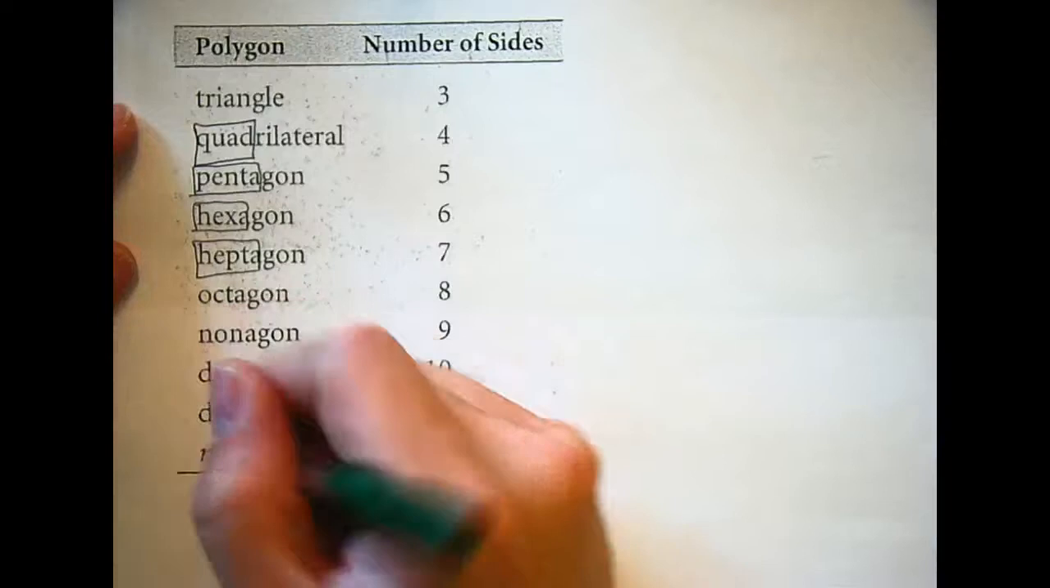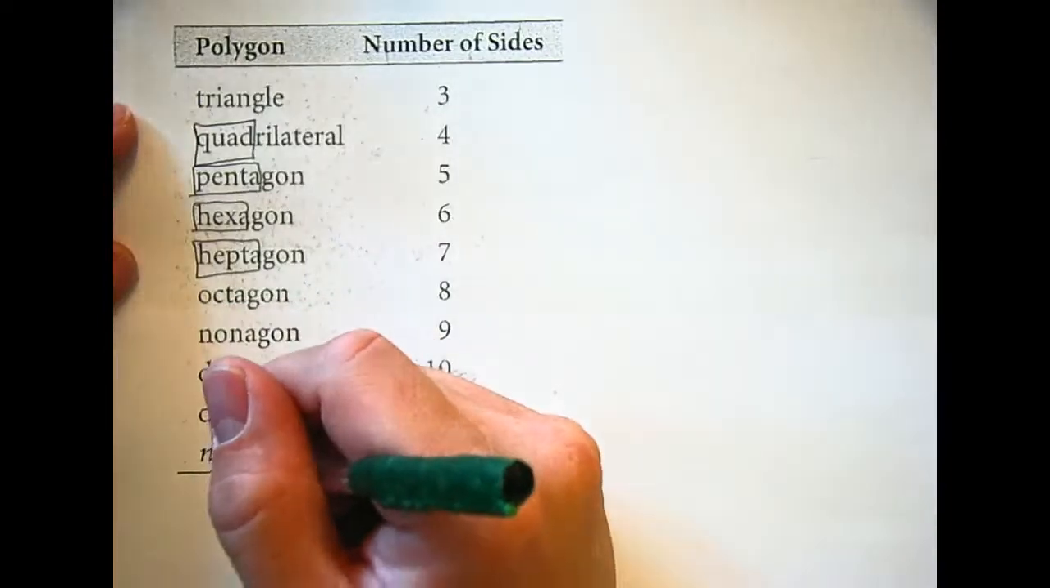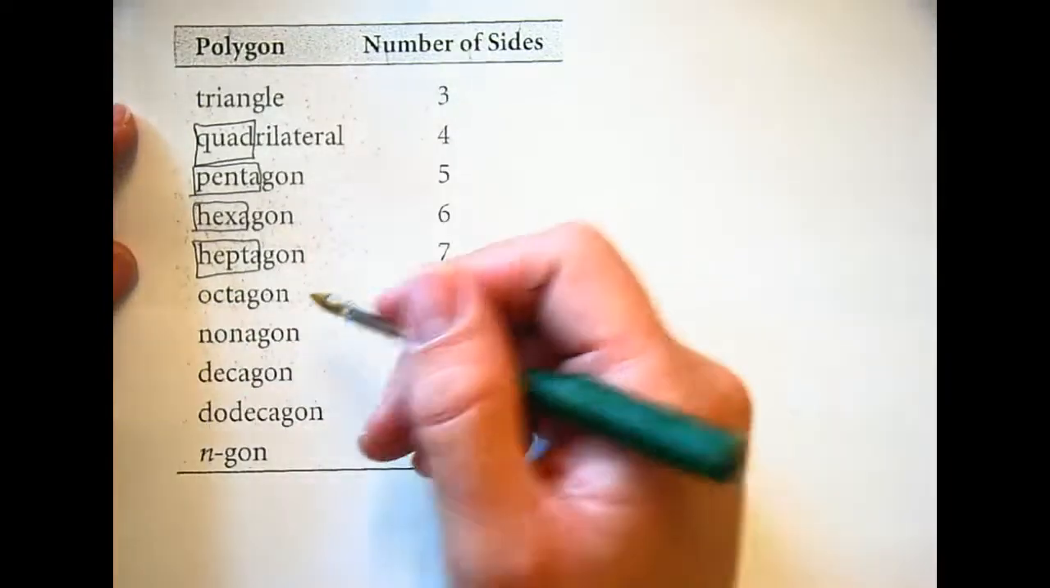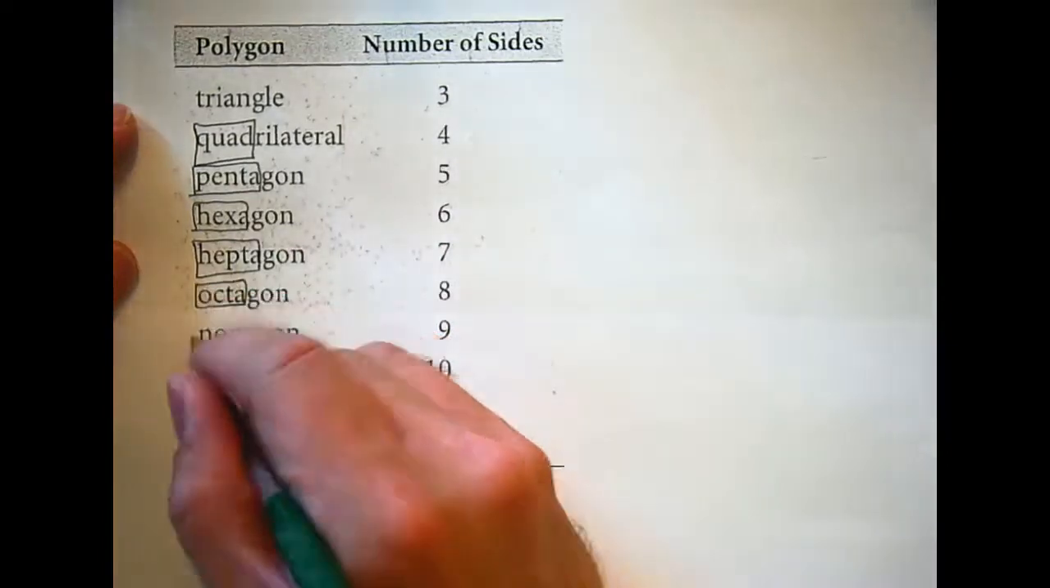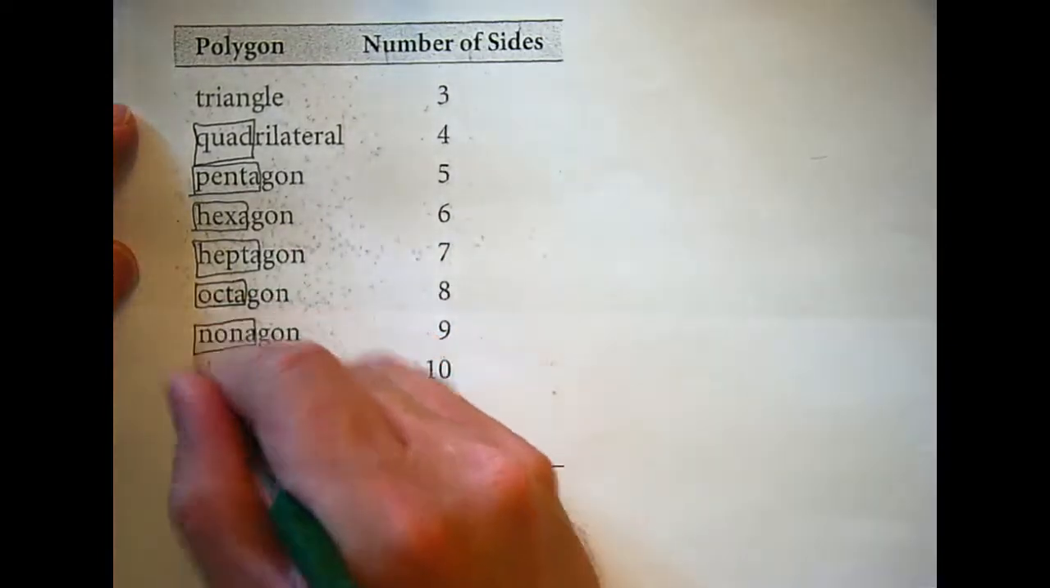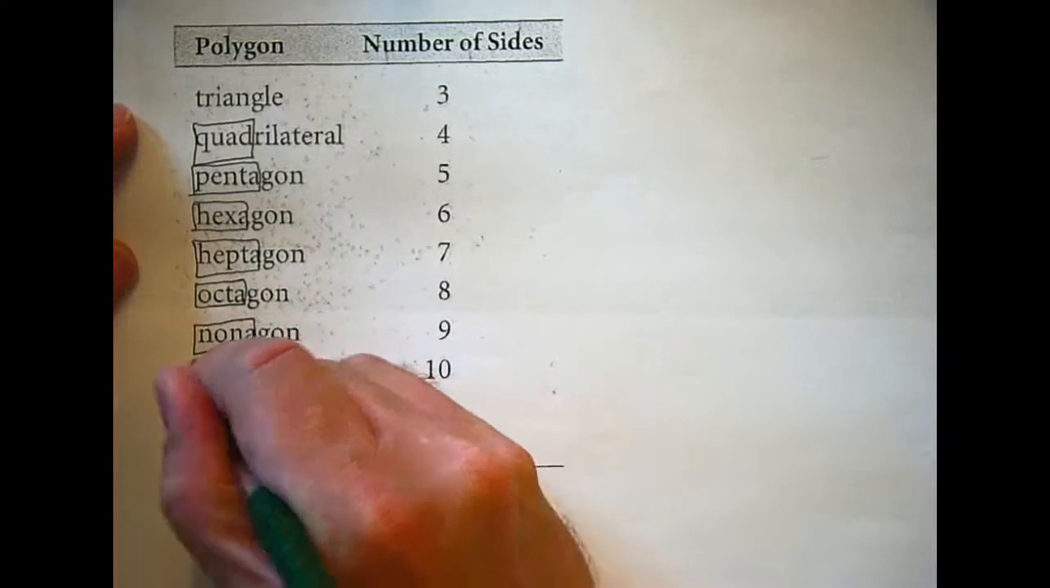Sometimes they call them septagons. Two different root words. Octa, 8. Nonagon is 9. Deca, meaning 10.